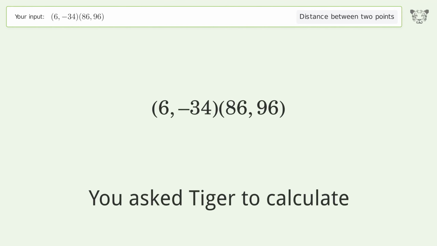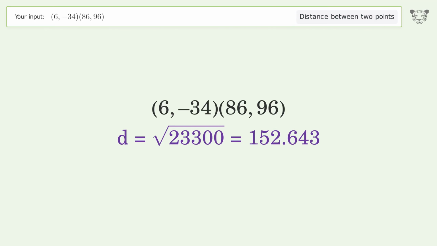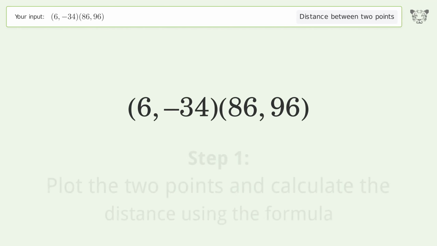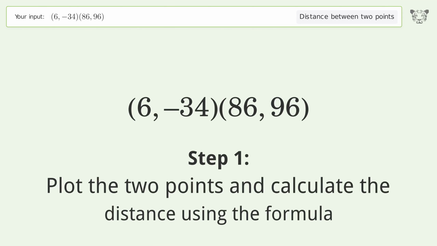You ask Tiger to calculate. This deals with the distance between 2 points. The distance between the 2 points is the square root of 23,300 or 152.643. Let's solve it step by step. Plot the 2 points and calculate the distance using the formula.